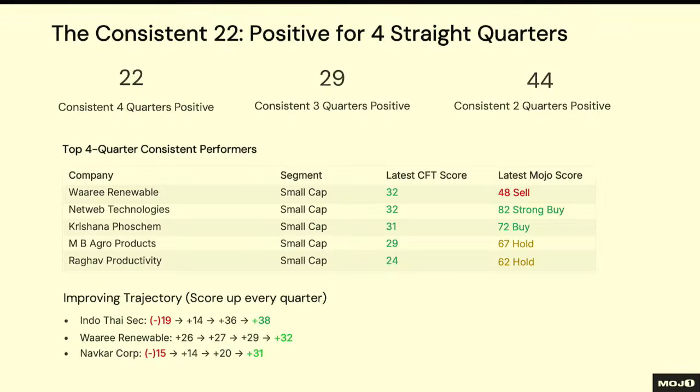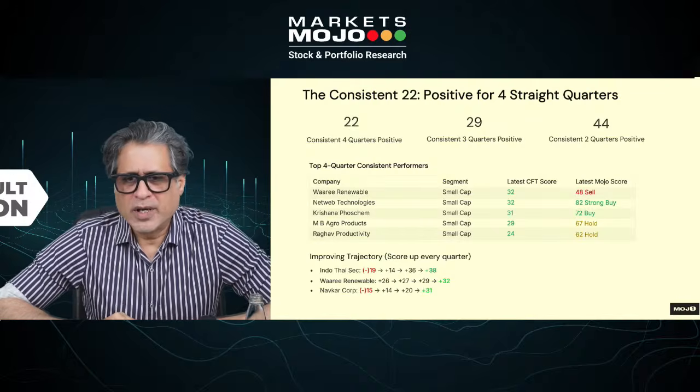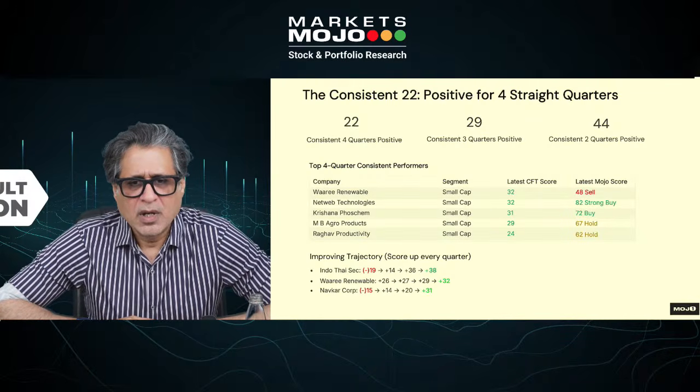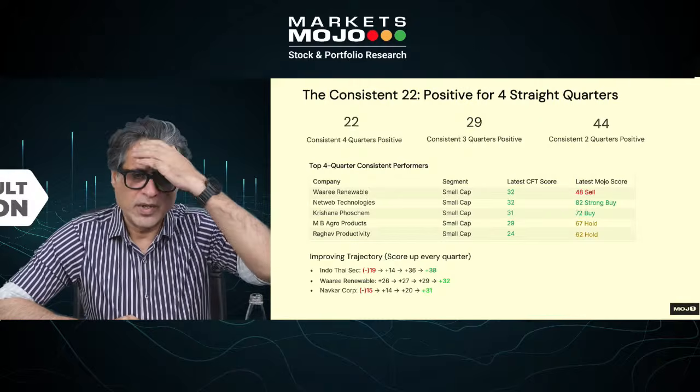So these are 4-5 companies that are typically the smaller companies where they're continuously declaring great quarterly results. This is the last 4-quarter consistent performers. As I said again, Wari, NetWeb Technology, Krishna Poshcam, MB Agro, and Raga Productivity.